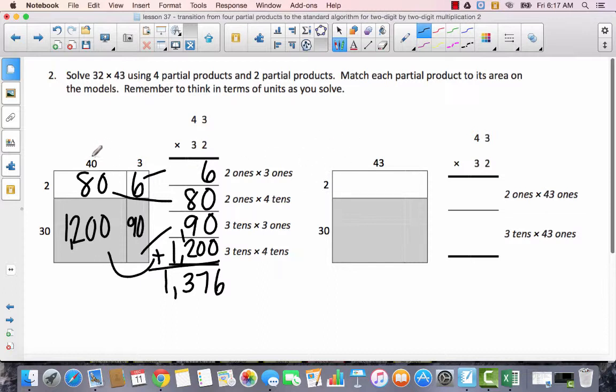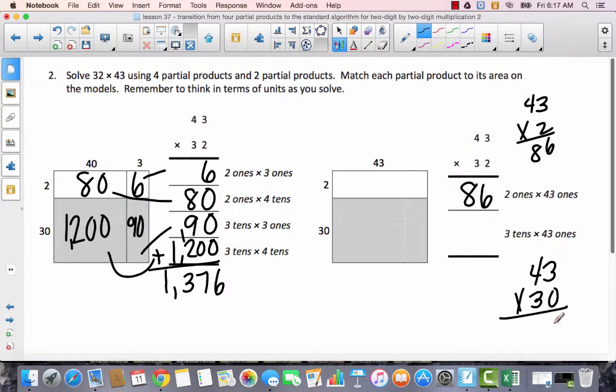The only difference is we did not separate 43. We kept 43 together. So now we're going to do 43 times 2. Okay, so you could come over here and you could rewrite that. 43 times 2. 3 times 2 is 6. 4 times 2 is 8. So that is 86. And then we're going to do 43 times 30.